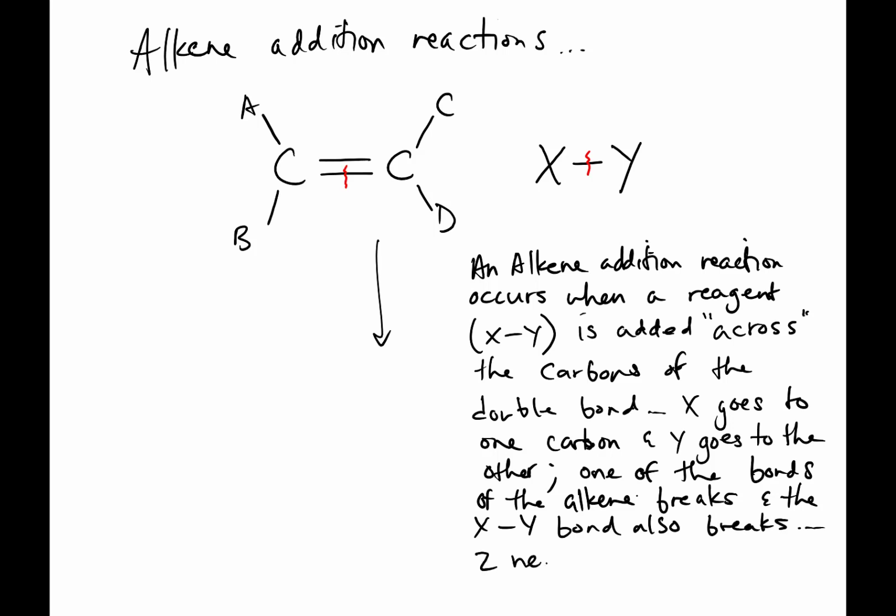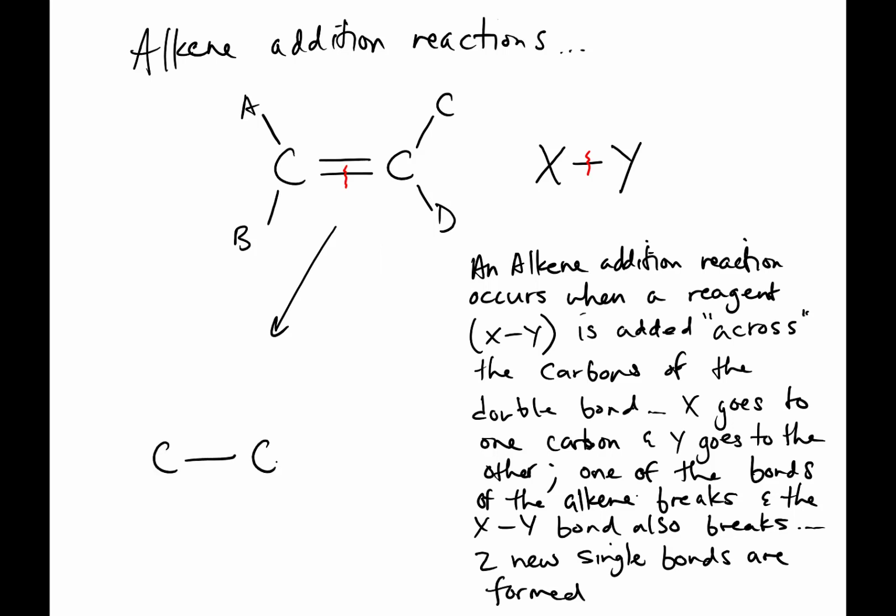Two new single bonds are formed. Okay, so what we end up with here, and I'll go like this because we're running out of room there, is this situation. So still one single bond between those carbons, still A, B, C, D are there, but now we have X over here and Y over here. Okay, so 2 new single bonds form, right?